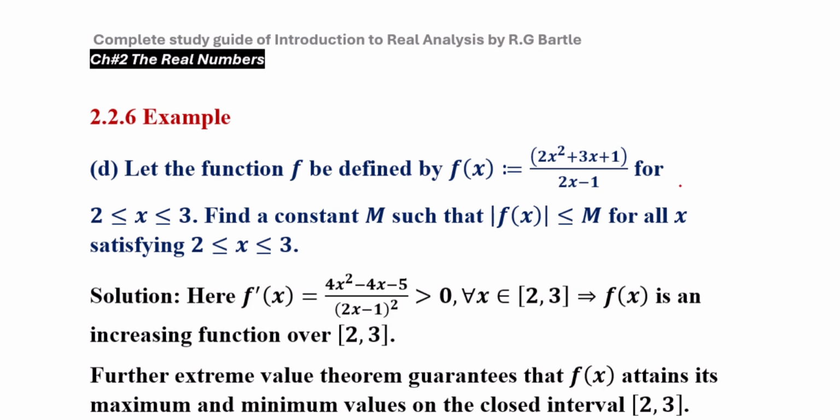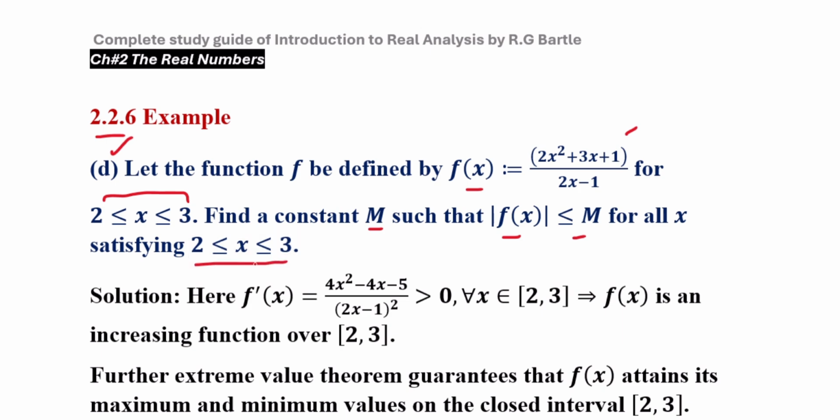In today's lecture, we will discuss a very interesting, very nice problem. This is actually example 2.2.6 D part. In this example, we are given a function f of x equal to (2x squared plus 3x plus 1) over (2x minus 1), defined for all x between 2 and 3. We have to find a constant m such that the absolute value of f of x is less than or equal to m for all x in this interval.